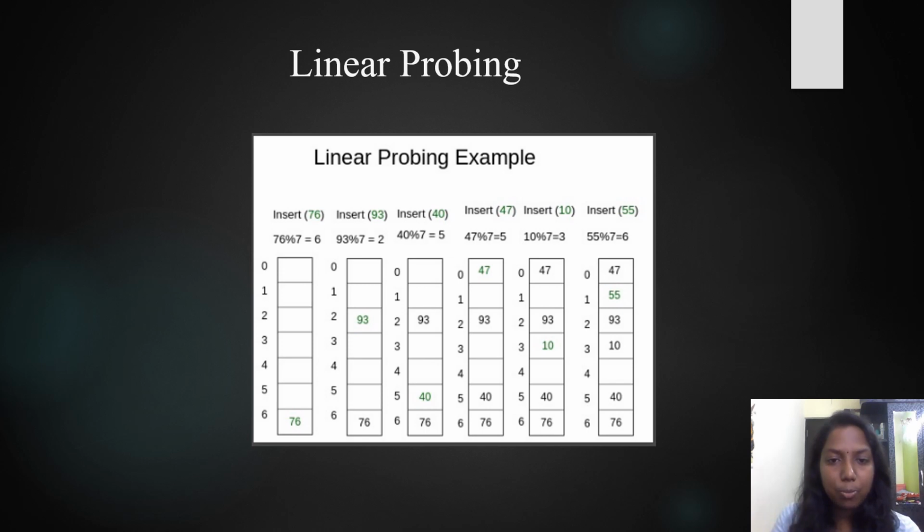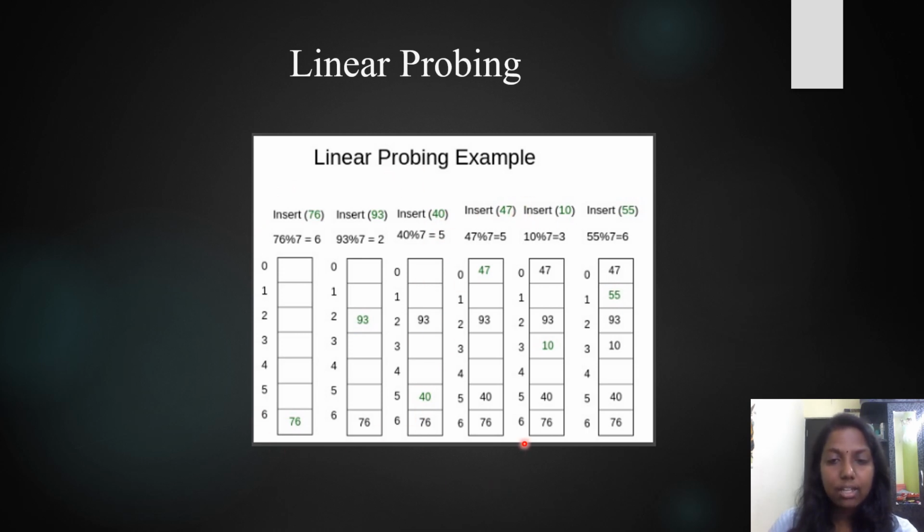Next is the linear probing method. Let's take this example. We use key mod 7 for the index value. 76 mod 7 gives us 6, so we insert it. 93 gives 2, we insert it. 40 gives 5, we insert it. Until this point, we have no collision happening.